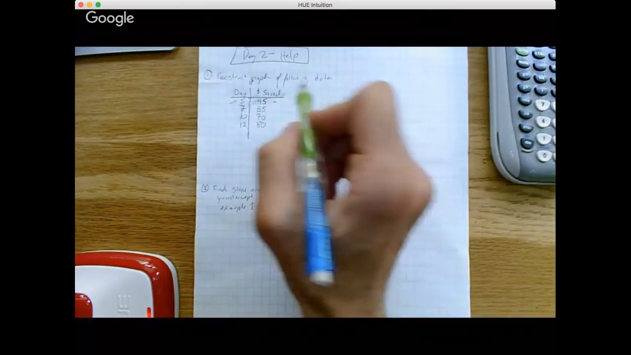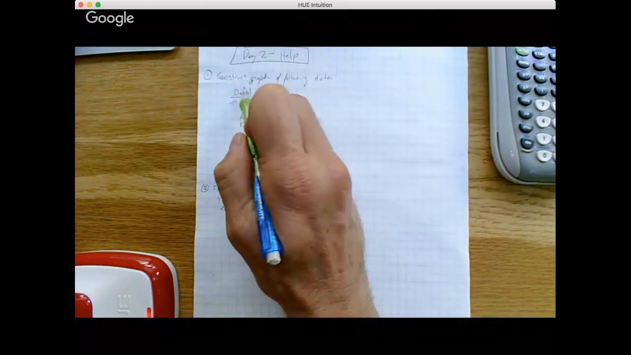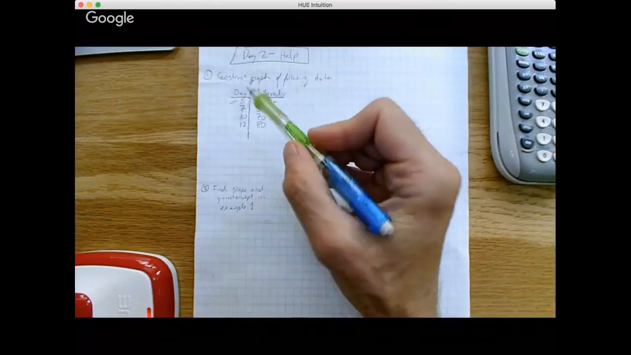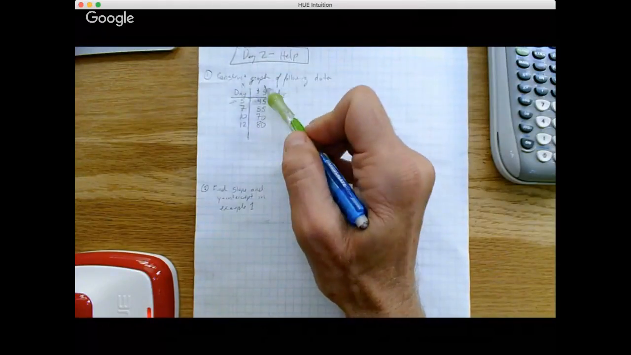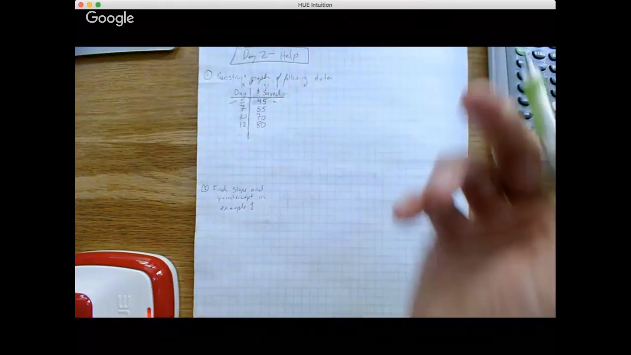So generally we like to graph this first column. We put this on our x-axis, and our second column is our y-axis.